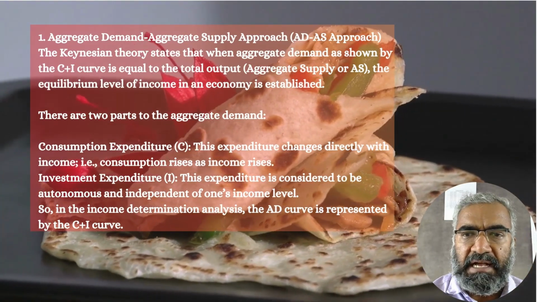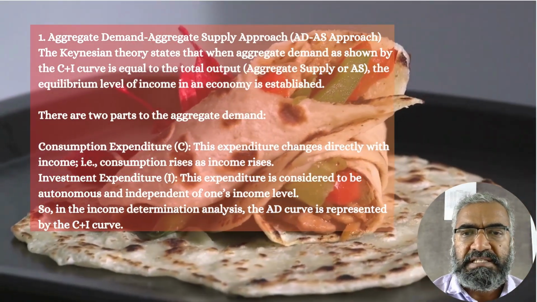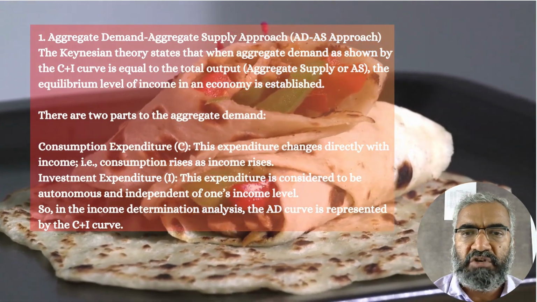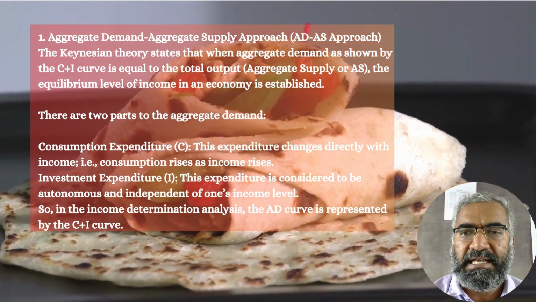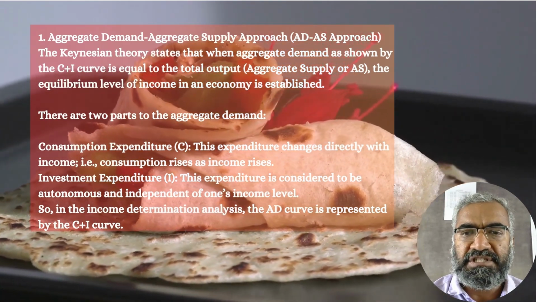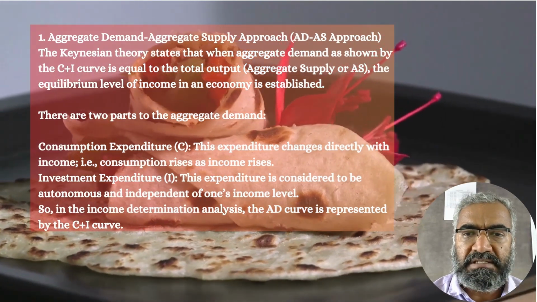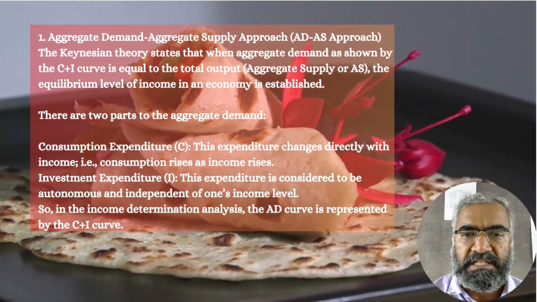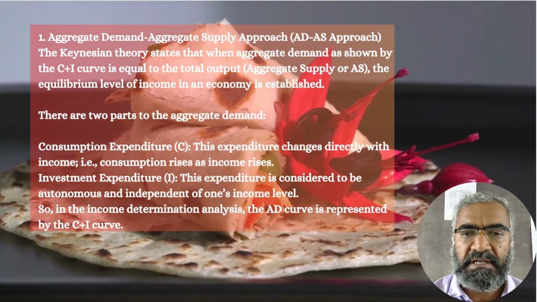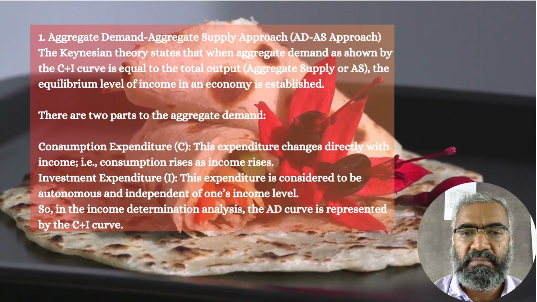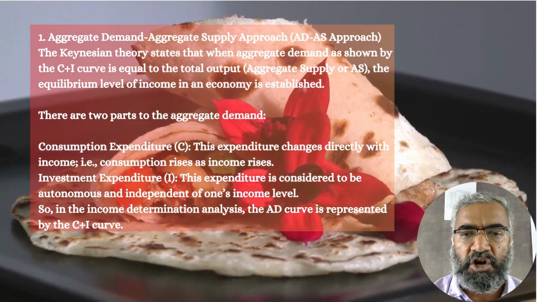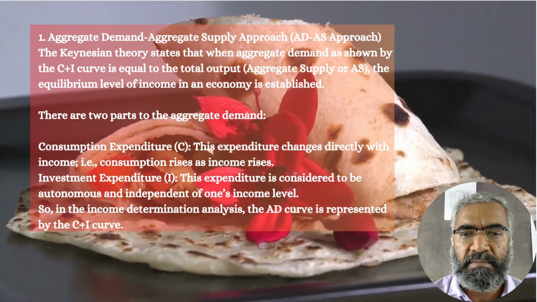First, the aggregate demand, aggregate supply approach. The Keynesian theory states that when aggregate demand, as shown by the C plus I curve, is equal to the total output, that is aggregate supply or AS, the equilibrium level of income in an economy is established. There are two parts to the aggregate demand. First, consumption expenditure C. This expenditure changes directly with the income, that is, consumption rises as income rises. Investment expenditure I. This expenditure is considered to be autonomous and independent of one's income level.